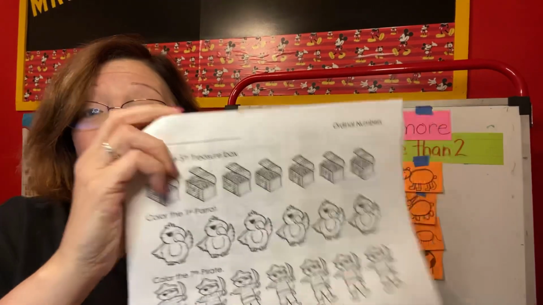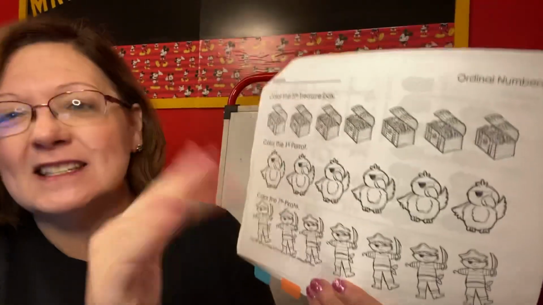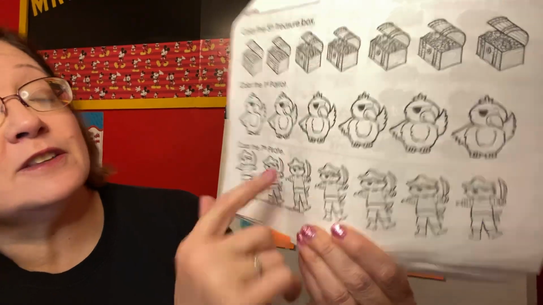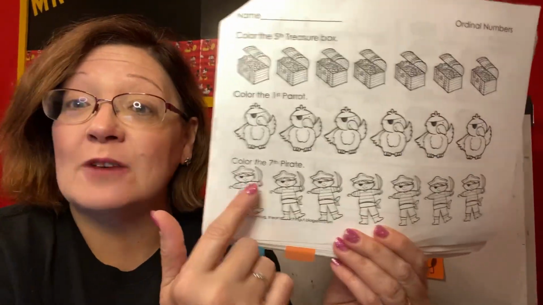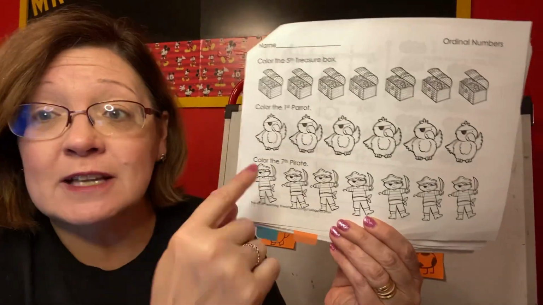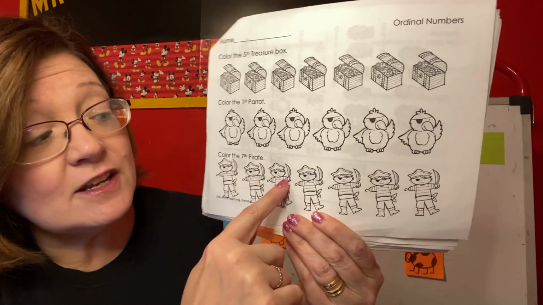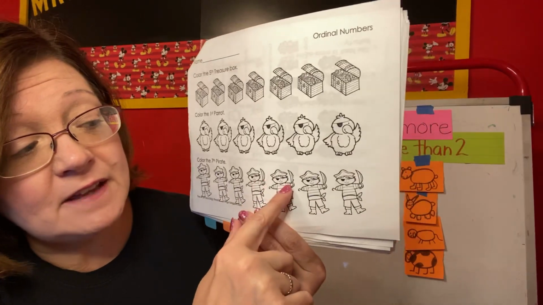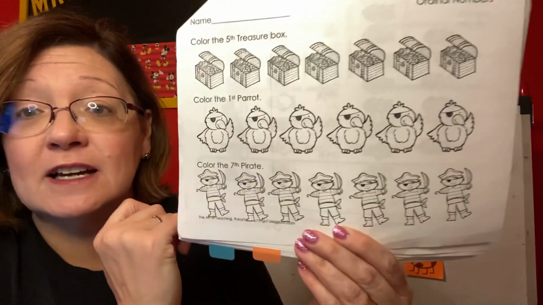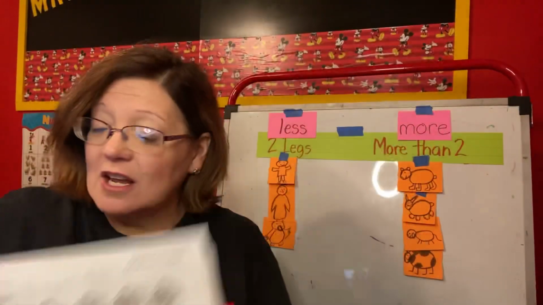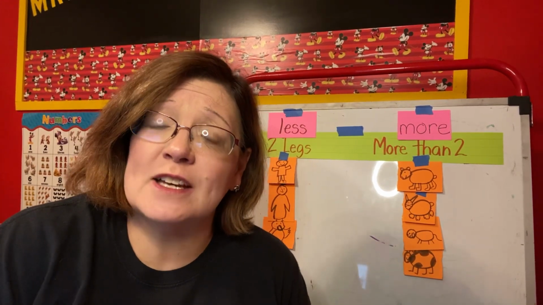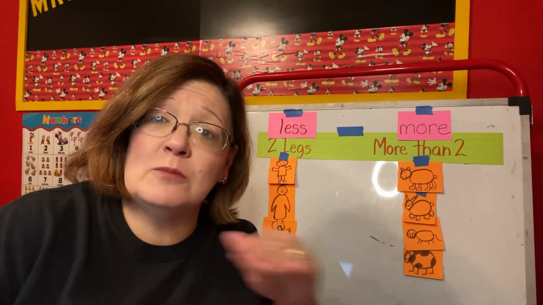Now, we have a worksheet page. This is easy breezy. It says color the 5th treasure box, color the 1st parrot, color the 7th pirate. This is counting, and when you get to number 7, remember our ordinal numbers: 1st, 2nd, 3rd, 4th, 5th, 6th, 7th. The 7th pirate you get to color. So we're just doing this little page, but I want you to focus on trying to find things at your house that you can sort and compare more or less.